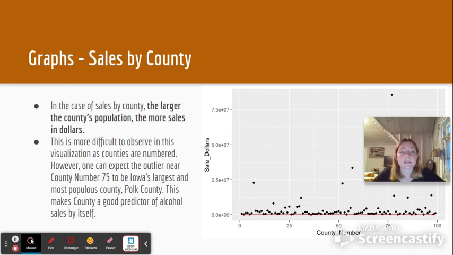Our next graph is sales by county. And in the case of sales by county, the larger the county's population, the more sales in dollars it will have. This is more difficult to observe in our visualization as counties are numbered. However, one can expect the outlier near county number 75 to be Iowa's largest and most populous county, Polk County. This makes county a good predictor of alcohol sales by itself.